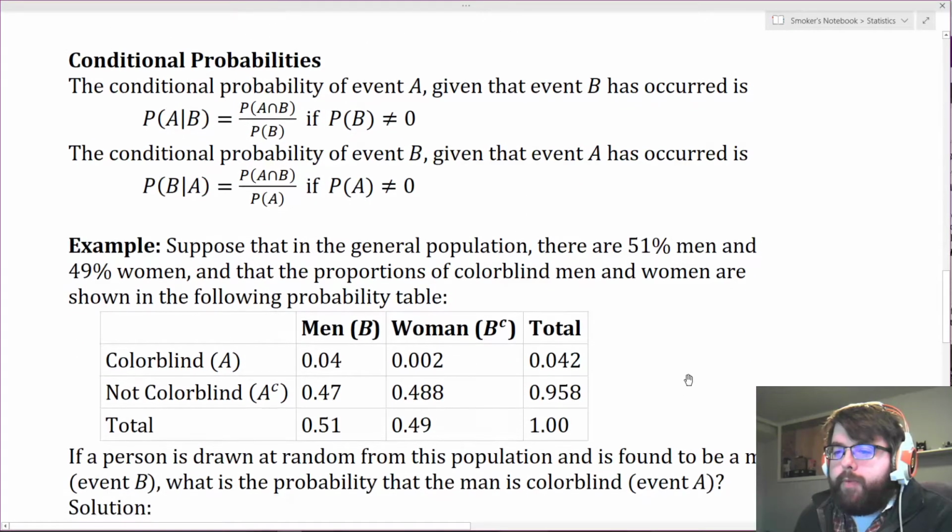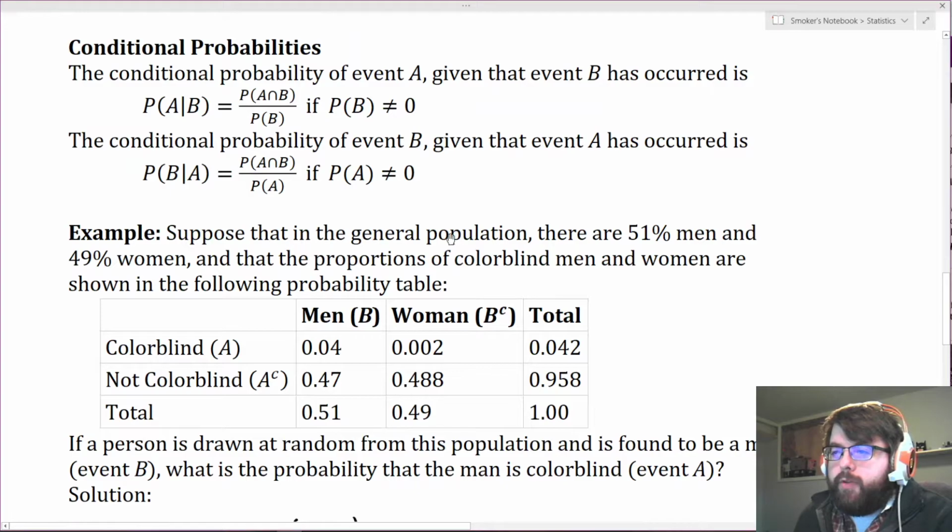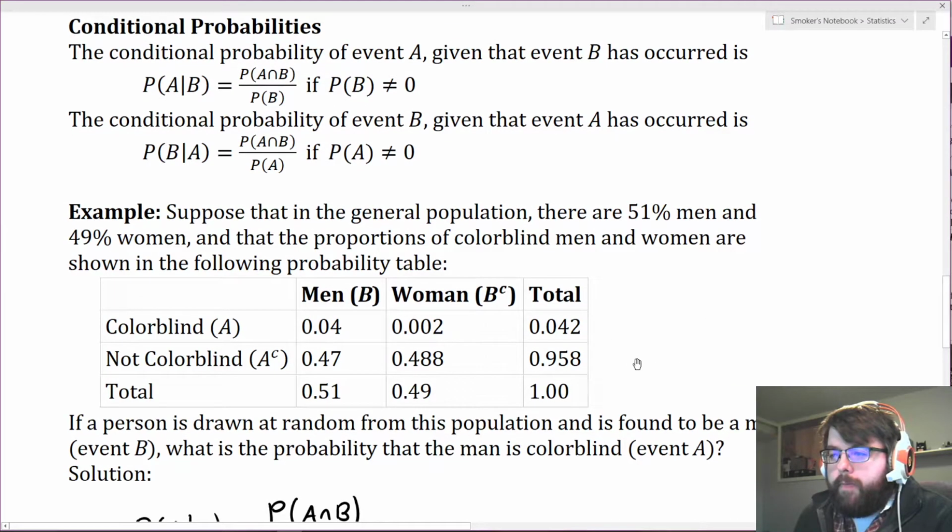All right, here's one more example. Suppose that the general population is 51% men and 49% women, and the proportion of colorblind men and women are as follows. So you can see here that 4% of men are colorblind and 0.2% of women. Or I should say, this is actually people colorblind. Yeah, 4% of the entire population is colorblind.